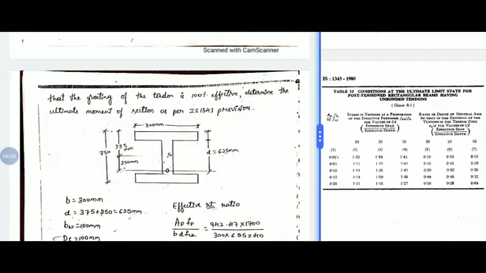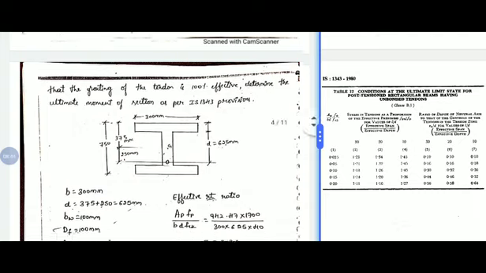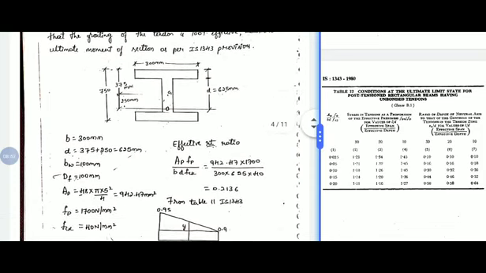The position of the tendons is at 625 mm from the top of the section, or you can say an eccentricity of 250 mm. So the effective depth: since it is a symmetrical section, 750 by 2 plus 250 eccentricity, so it is 625 mm.